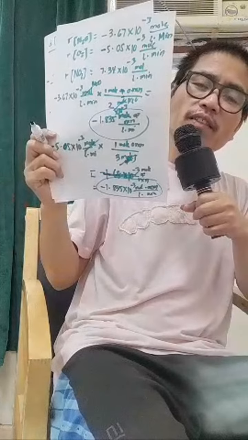And negative 1.835 for oxygen, and negative 1.835 for the N2O. Guys, all of them have 1.835 times 10 to negative 3, but only the product has a positive sign. We carry the negative sign as our answer due to the reason it will decrease somewhere along the way in the completion of our chemical reaction.